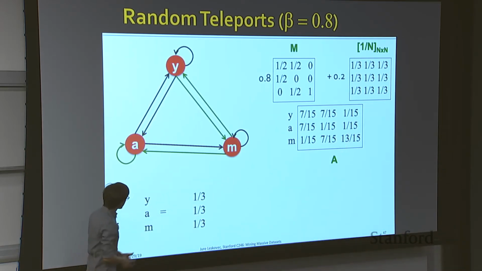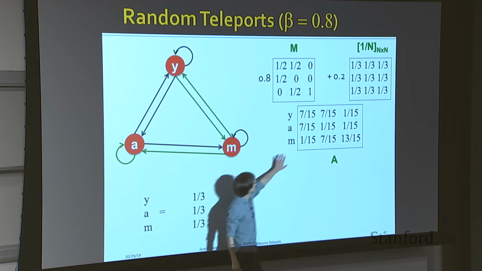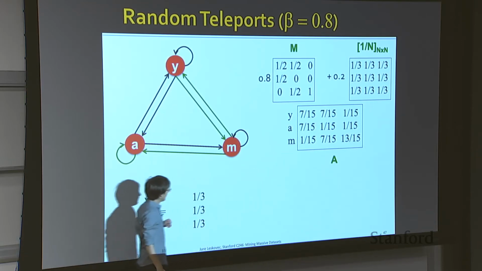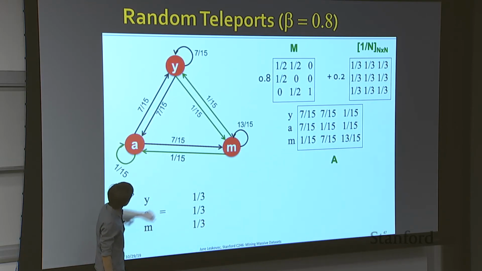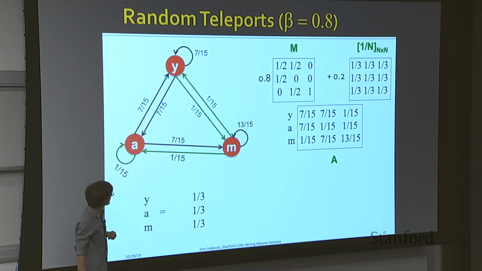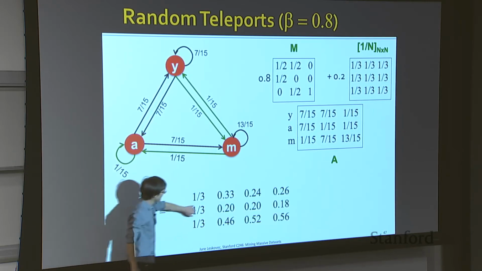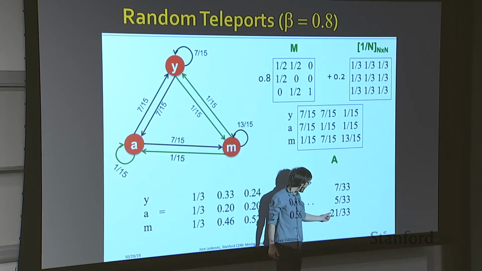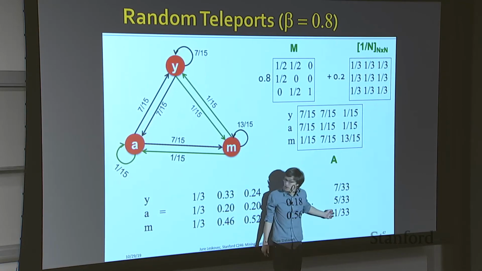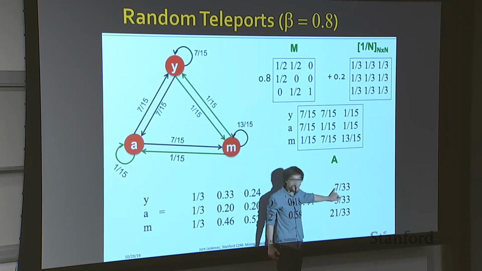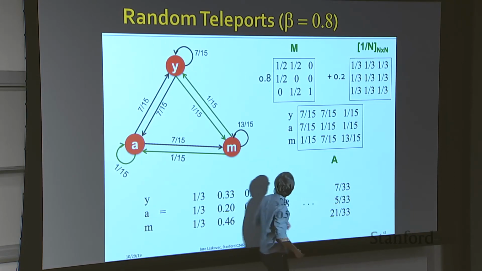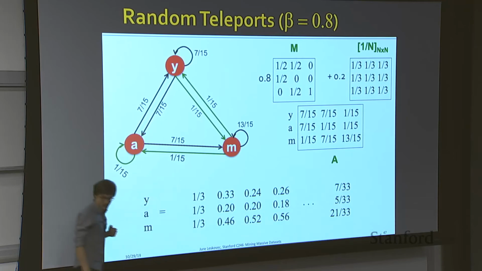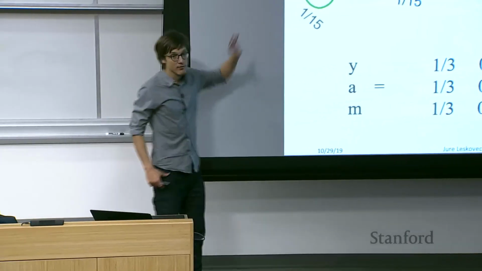So this means now, if I take my starting vector and multiply it with this matrix A, here are the transition probabilities. And if I multiply this repeatedly, it will converge to the following result, where Y will have the most importance. This is now M, and this is A. Do people have any questions about this?